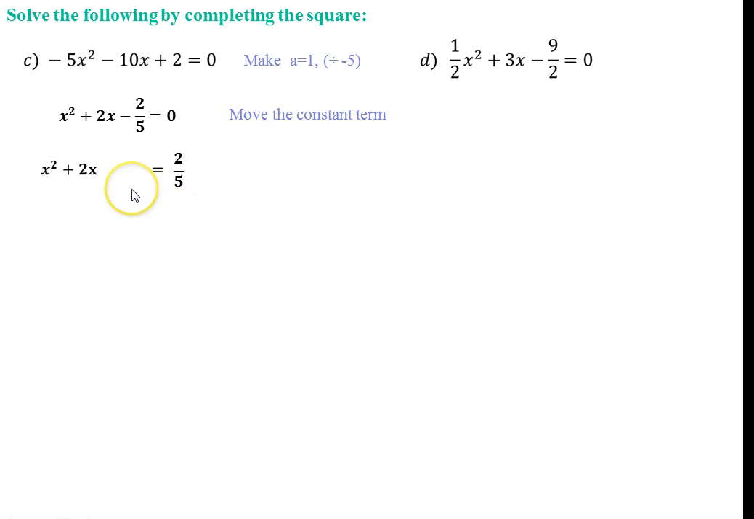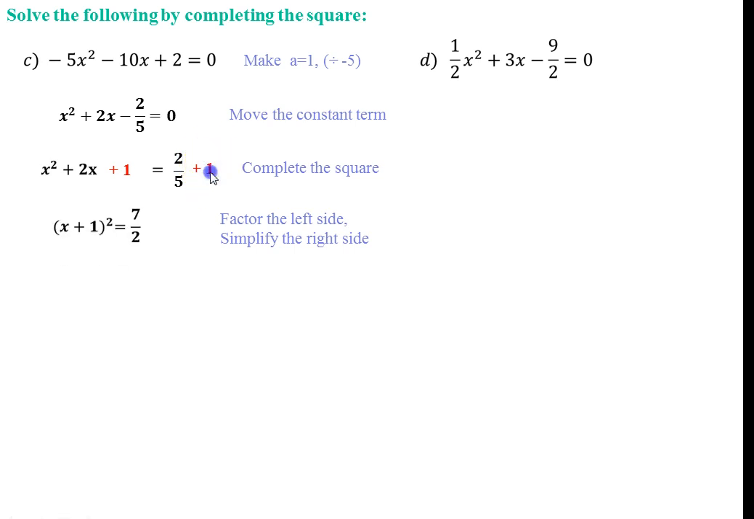And we want to complete the square now. Alright, so let's complete the square. Half of 2 is 1. Squared is 1, so we're going to add 1 to both sides of this equation. Next step, want to factor the left side. That's a perfect square trinomial. And simplify the right side. So let's get a common denominator and add these together. So factor this trinomial, you get x plus 1 all squared, and 2/5 plus 5/5 is 7/5.